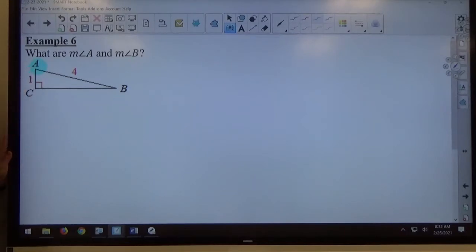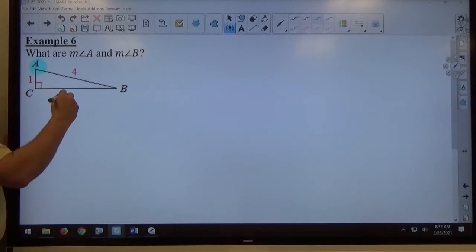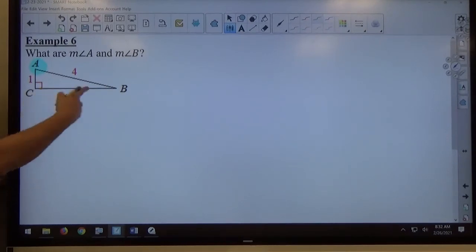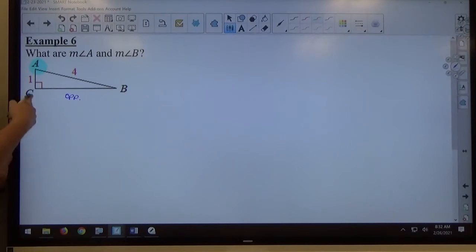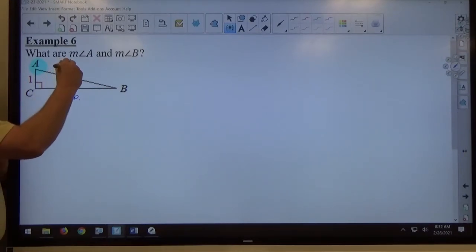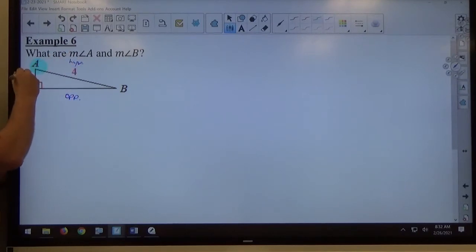For A, which side's opposite? CB. CB, the opposite side here is this. And notice the opposite side is not part of the problem, so it's probably not going to help us. But again, identifying it doesn't hurt. All right, what's the hypotenuse? 4. Hypotenuse is 4, which means our adjacent side must be 1.